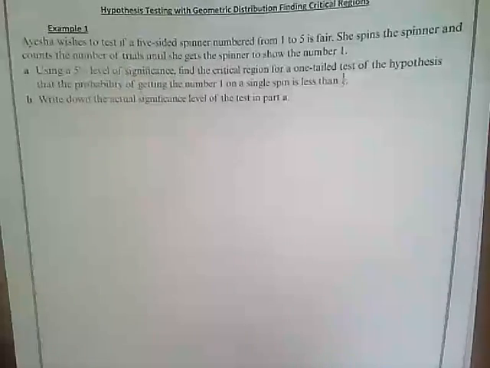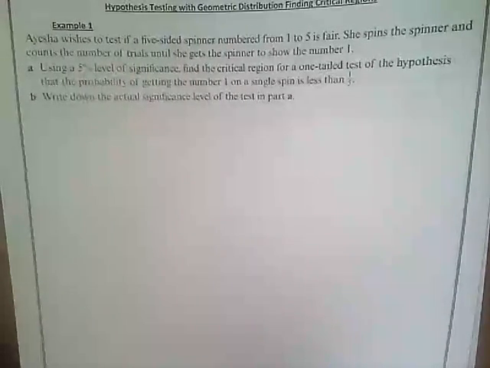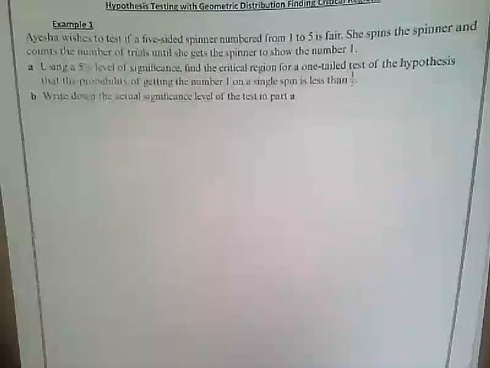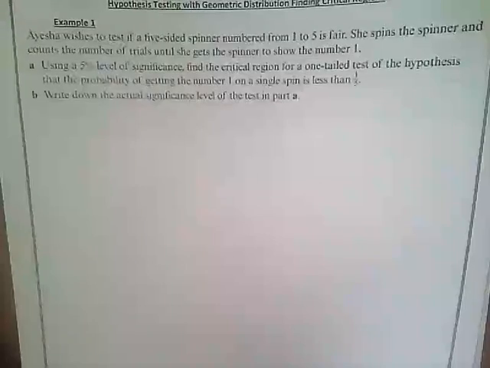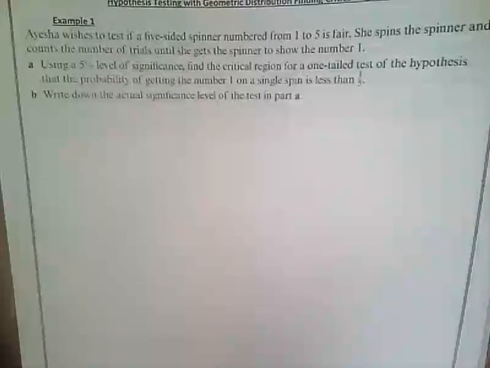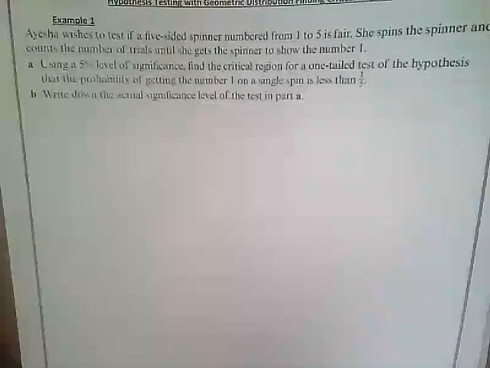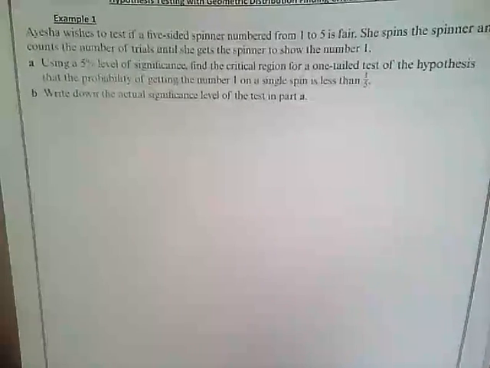So let's do this example. I'm just holding it up so you can see it. Let's say Alice rather than Aisha. Alice wishes to test if a five-sided spinner numbered from 1 to 5 is fair. She spins the spinner and counts the number of trials until she gets the spinner to show the number 1. Using a 5% significance level, find the critical region for a one-tailed test of the hypothesis that the probability of getting a 1 on a single spin is less than a fifth.